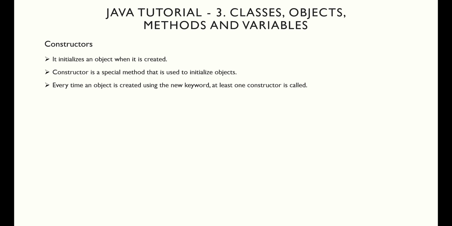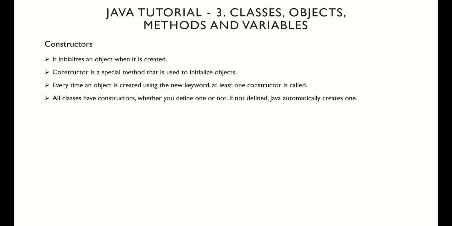Every time an object is created using the new keyword, at least one constructor is called. Okay, if an object has a constructor, we didn't define any constructor for our sample program. How does that work then? All the classes have constructors, whether you define one or not.